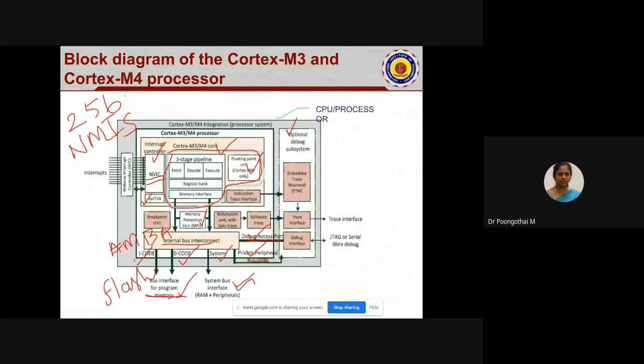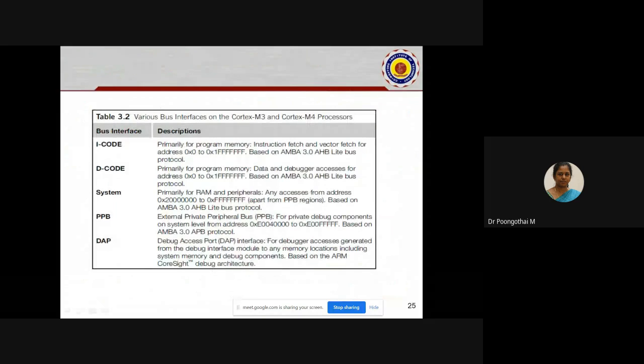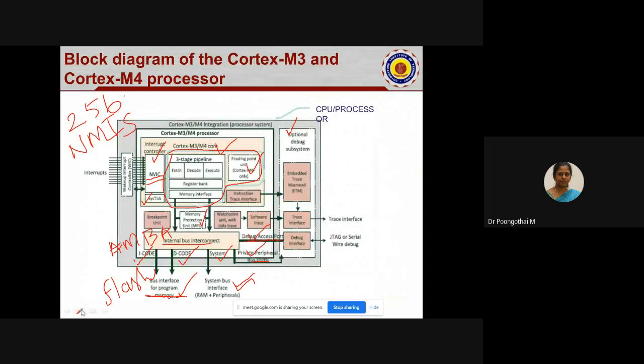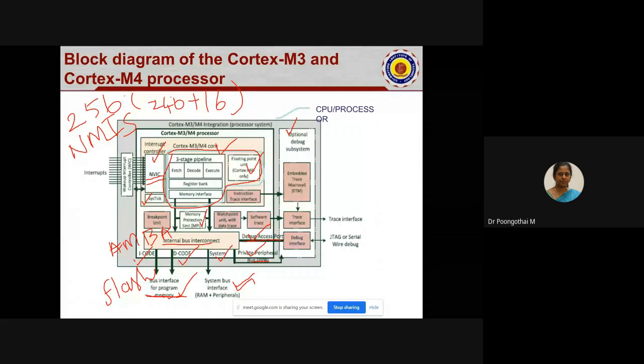So the remaining 16 is for high level interrupt priority, 240 plus 16. So it can provide up to 256 interrupt priority levels. The tight integration of the processor core and NVIC provides faster execution of the interrupt service routine, which will reduce the interrupt latency.